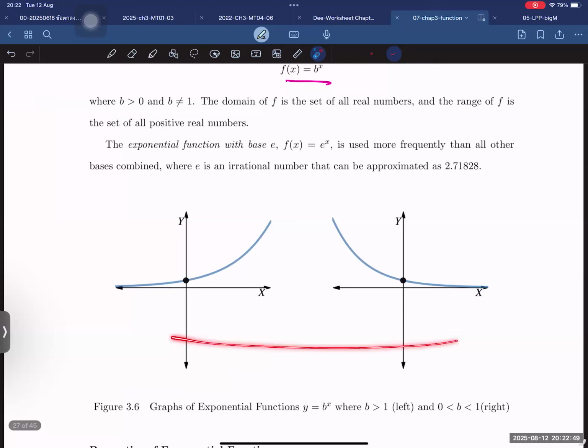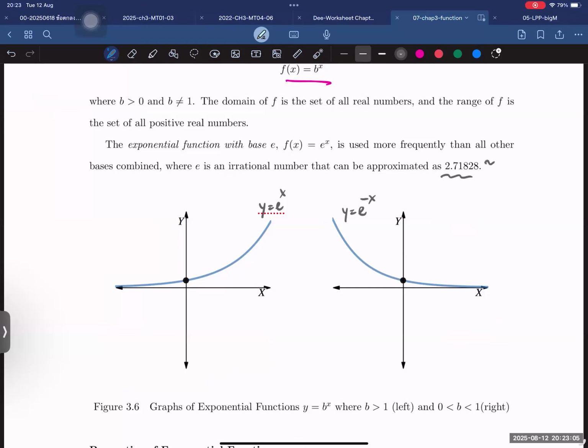All right, so the graph, this one we just reviewed at the beginning. So this is y equal to e to the x. This is y equal to e to the negative x. And e is about 2.7 something like this. So this is the estimate of the value e; it is a constant, not a variable.